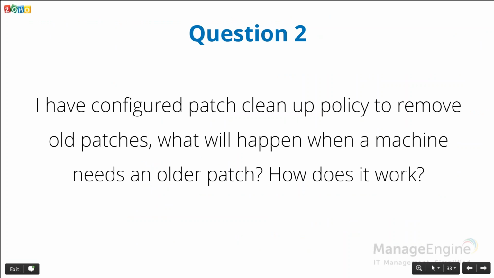Next: I have configured a patch cleanup policy to remove the older patches. What will happen when a machine needs an older patch? How does it work? If you have already enabled the cleanup policy, it is going to delete the patches which I showed you a few minutes ago. Then if any new patch comes out or any older patch needs to be deployed again, Desktop Central Server will re-download the patch from the vendor website and deploy.